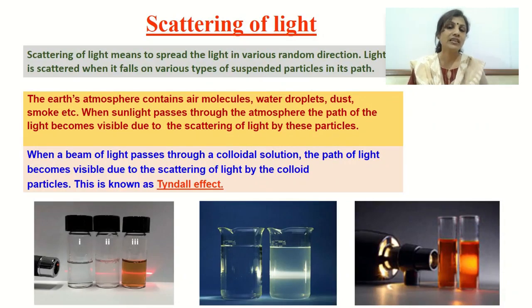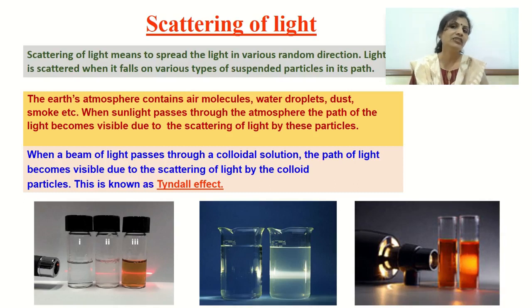So children, when we say scattering of light, it is the spreading of light in all possible random directions. Now how does the light spread? It's because the Earth's atmosphere is a heterogeneous mixture of so many minute particles. These particles are air molecules, dust particles, water molecules and smoke. And these particles are responsible for scattering or spreading the light.